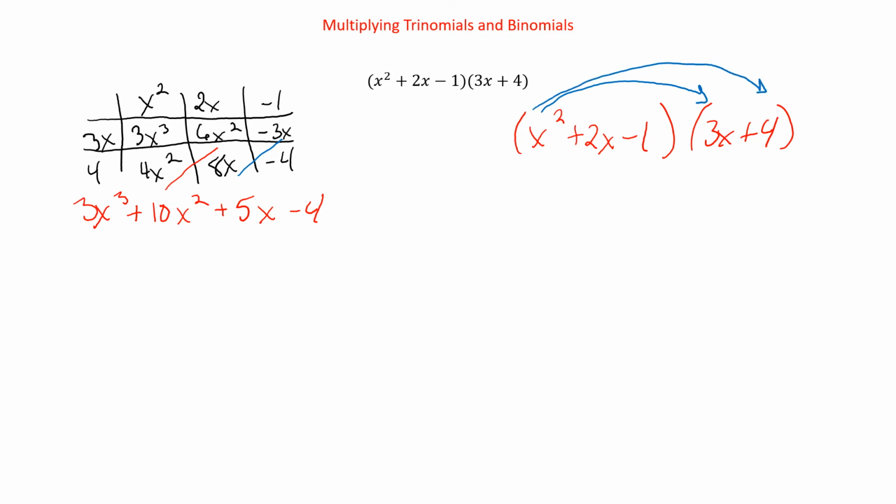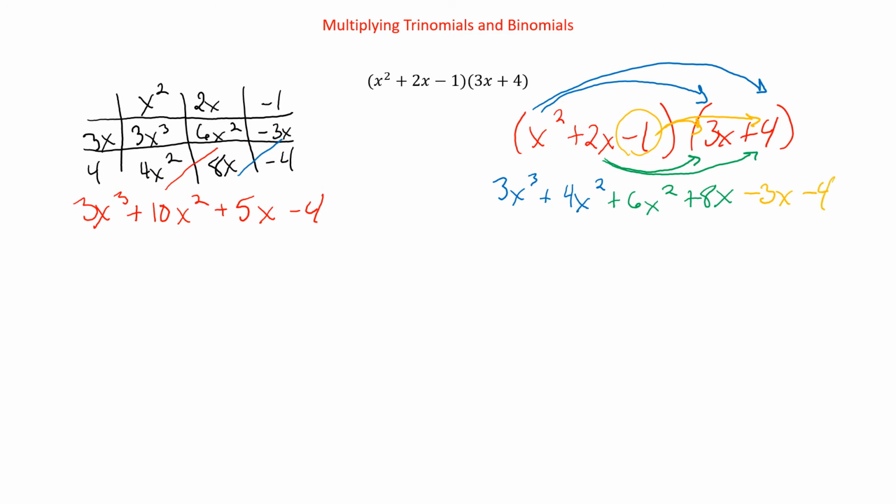We're going to take this x squared and multiply it to both pieces. So x squared times 3x is 3x cubed. X squared times 4 is plus 4x squared. And then the 2x to both pieces. So 2x times 3x is plus 6x squared. 2x times 4 is plus 8x. And then that negative 1 has to go to both pieces. So we have negative 1 times 3x is minus 3x. Negative 1 times 4 is minus 4.